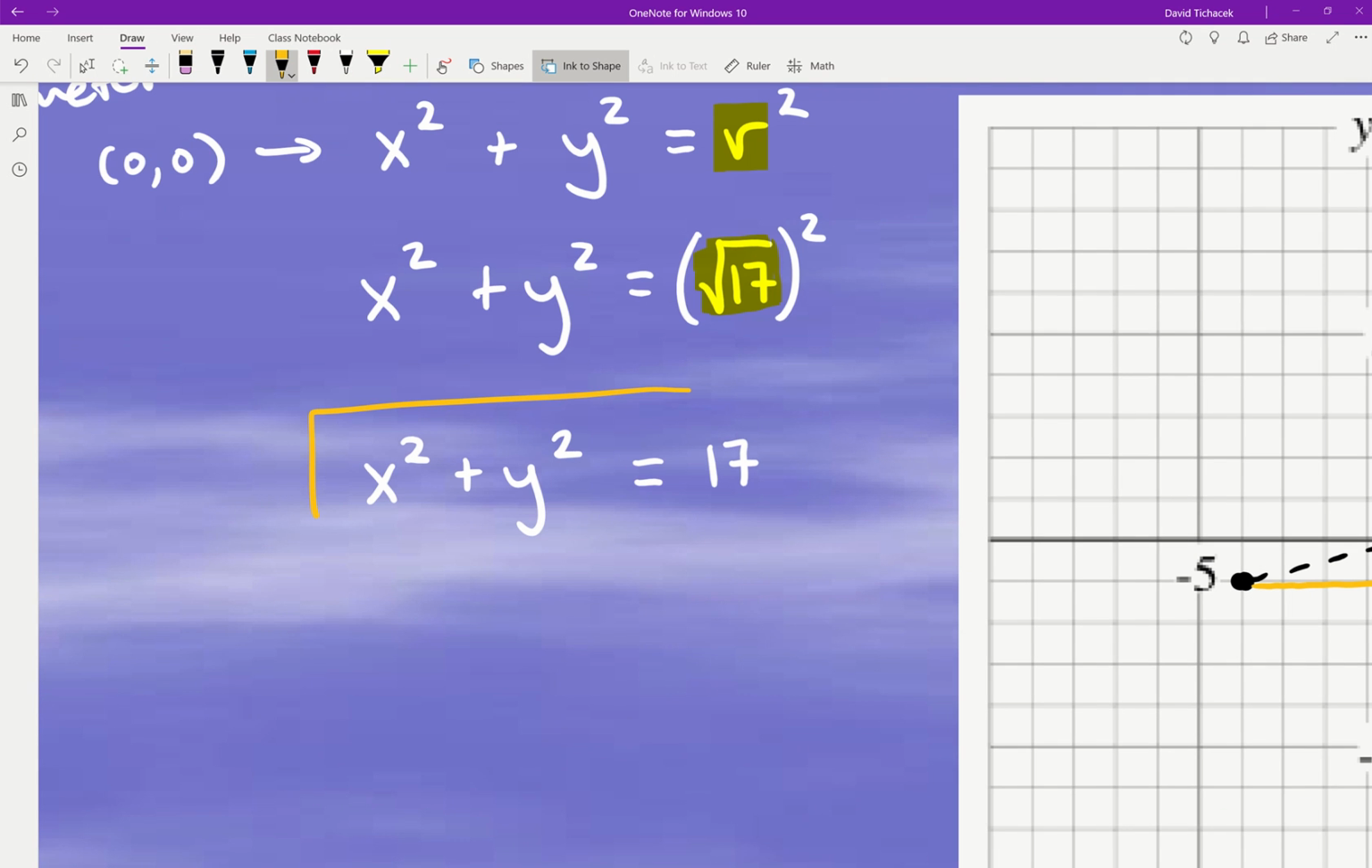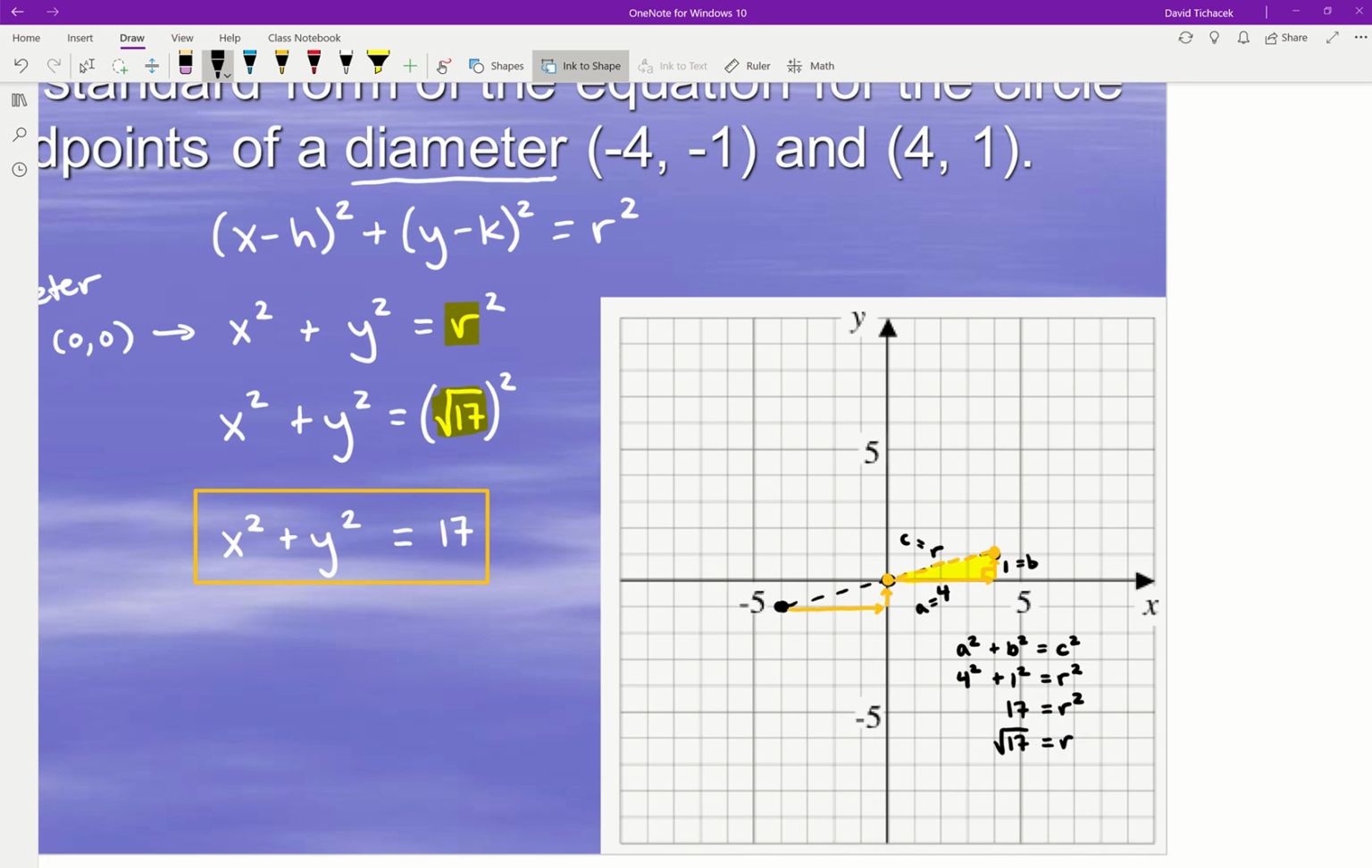Okay, so x squared plus y squared is equal to 17 will be the equation of a circle with these endpoints of the diameter there. Okay, and if you wanted to, you don't have to, but you could go ahead and do your best approximation of the circle here. I'm going to go ahead and do a very awkward one, but thanks to ink to shape, it turns out to be a little bit better.